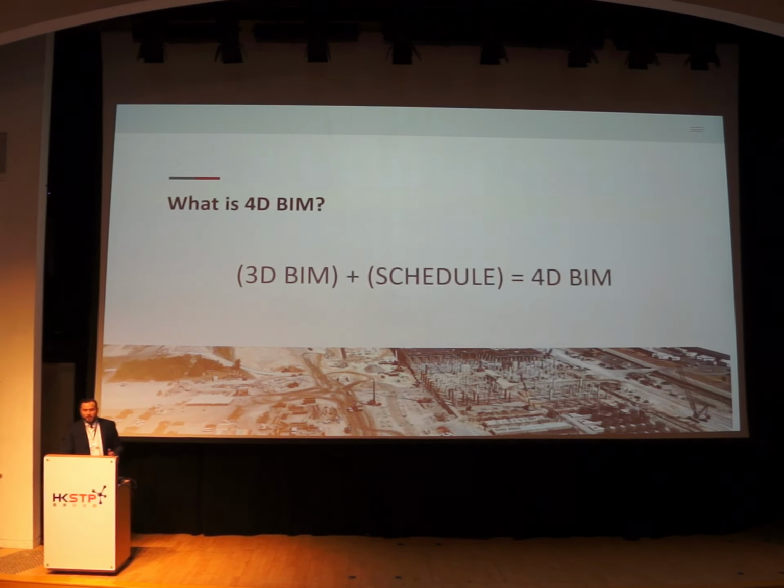So what is 4D BIM? 4D BIM is essentially taking your 3D federated files, attaching your schedule, and creating a 4D visualization. In terms of software, BIM is usually in Revit. Schedules nowadays is pretty much in Primavera. And then we're using Fuser to combine those two to create a great quality 4D output.